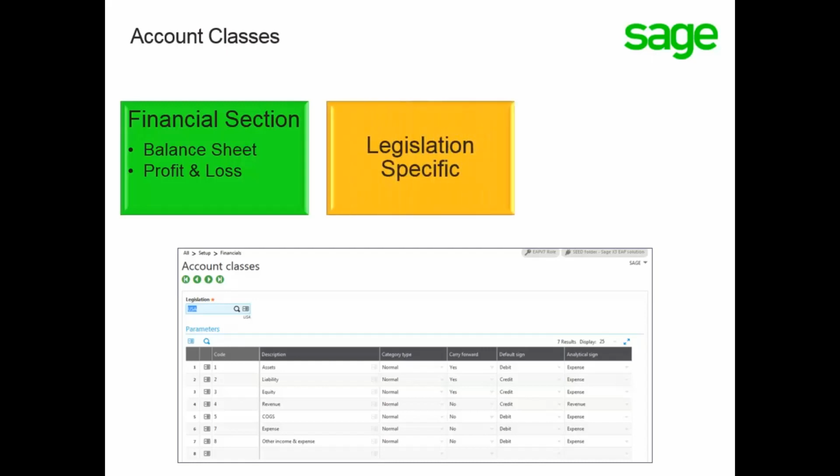Account classes are legislation specific and will vary greatly between legislations. North America's class setup is very different than most European countries.